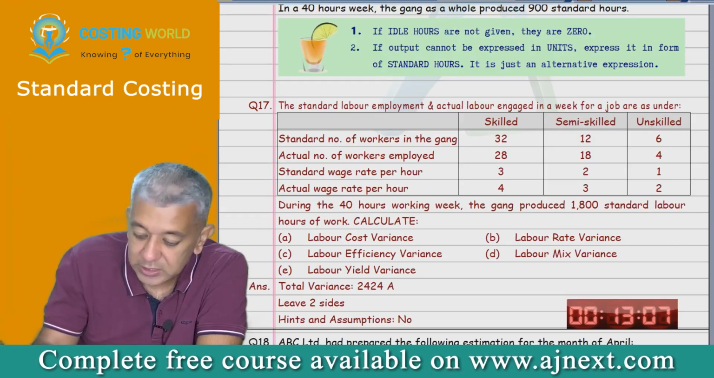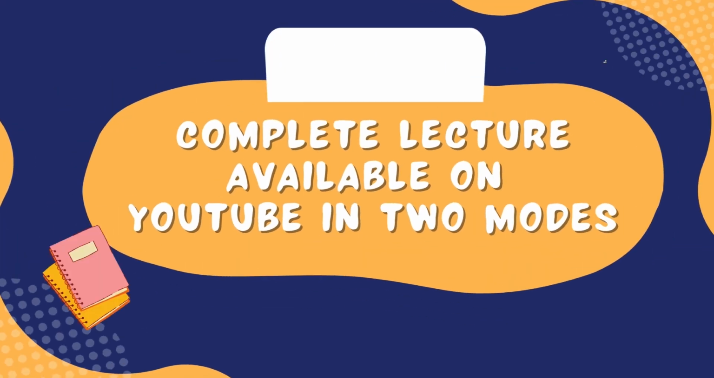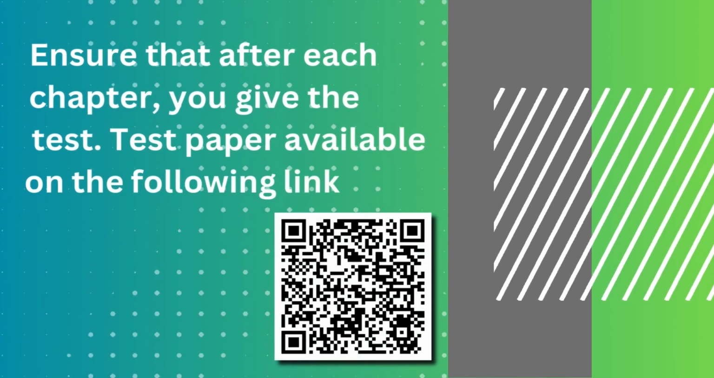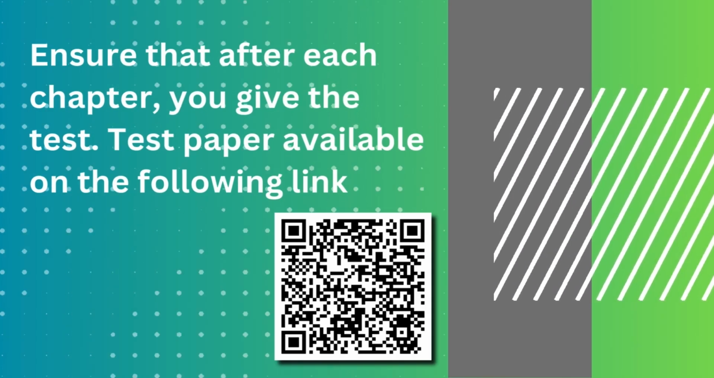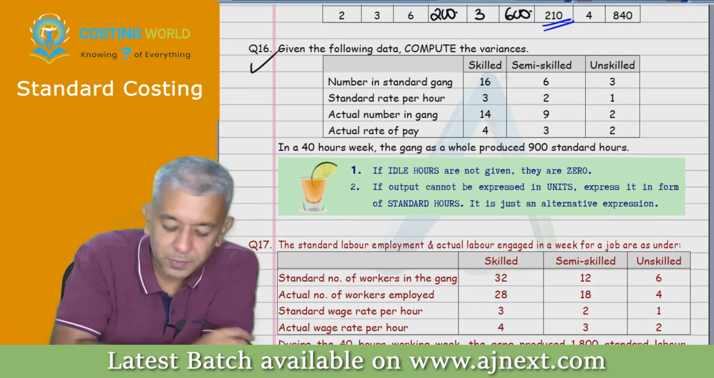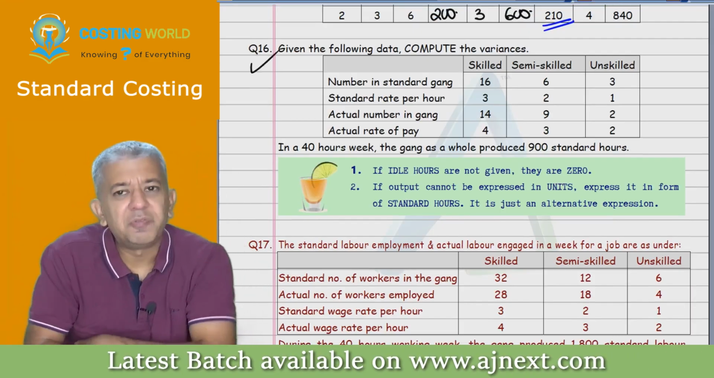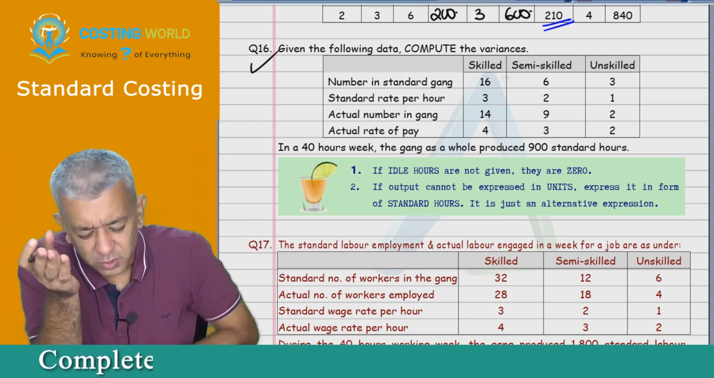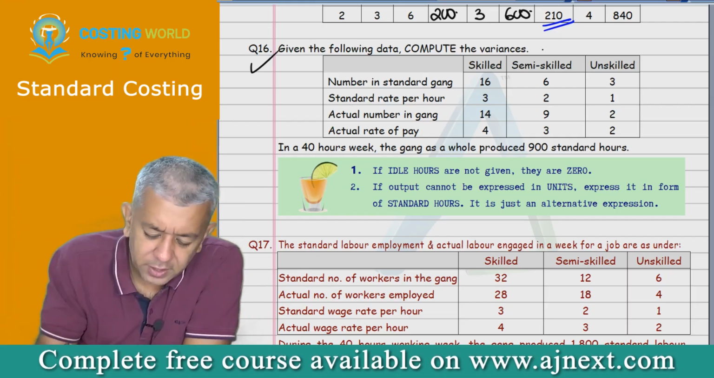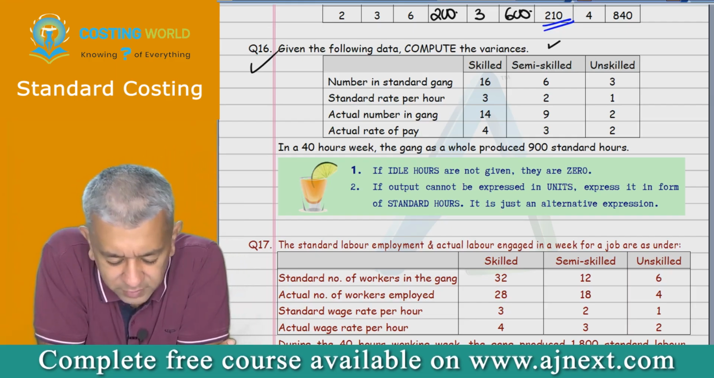Sorry, question number 16 now, please. Question number 16. We might not write down the formulas. We have all done that in the first question for today. Now, I don't think we will be requiring it. Okay, question number 16. Given the following data, compute the variances.